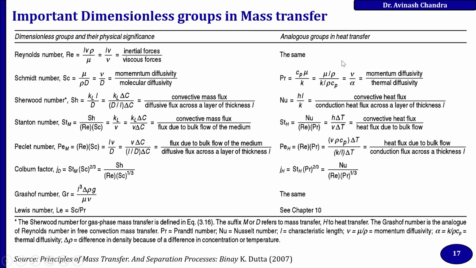And there is some analogy between mass transfer as well as heat transfer. For Reynolds number it will be the same. The Schmidt number is replaced by the Prandtl number. Sherwood number is replaced by the Nusselt number. Stanton number for mass transfer is replaced by the Stanton number for heat transfer. Peclet number for mass transfer is replaced by the Peclet number for heat transfer. Colburn factor JD for mass transfer is replaced by the JH for heat transfer, and the value of Grashof number is the same.